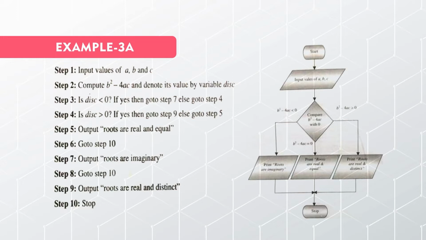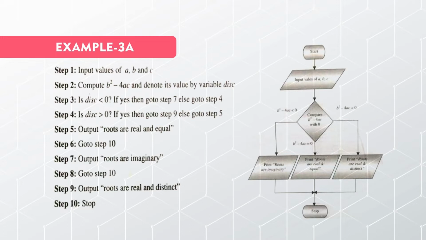minus d upon 2a. I said that there are two solutions because the problem is quadratic, and the solution is minus b plus minus square root of b² minus 4ac upon 2a. That means one solution is minus b minus square root of b² minus 4ac upon 2a, and the second solution is minus b plus square root of b² minus 4ac upon 2a. So, x1 and x2 are the outputs, and these are to be printed, and hence the algorithm should stop.